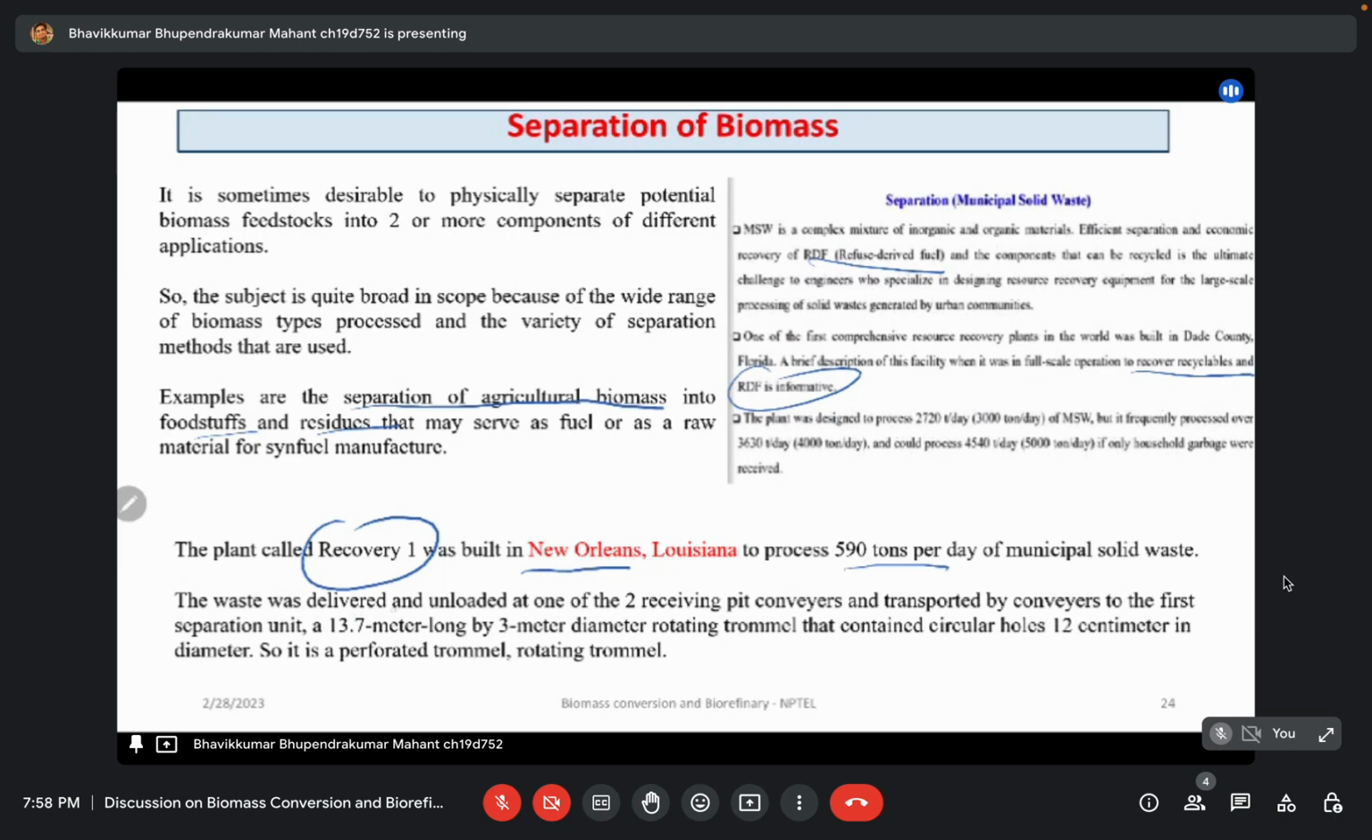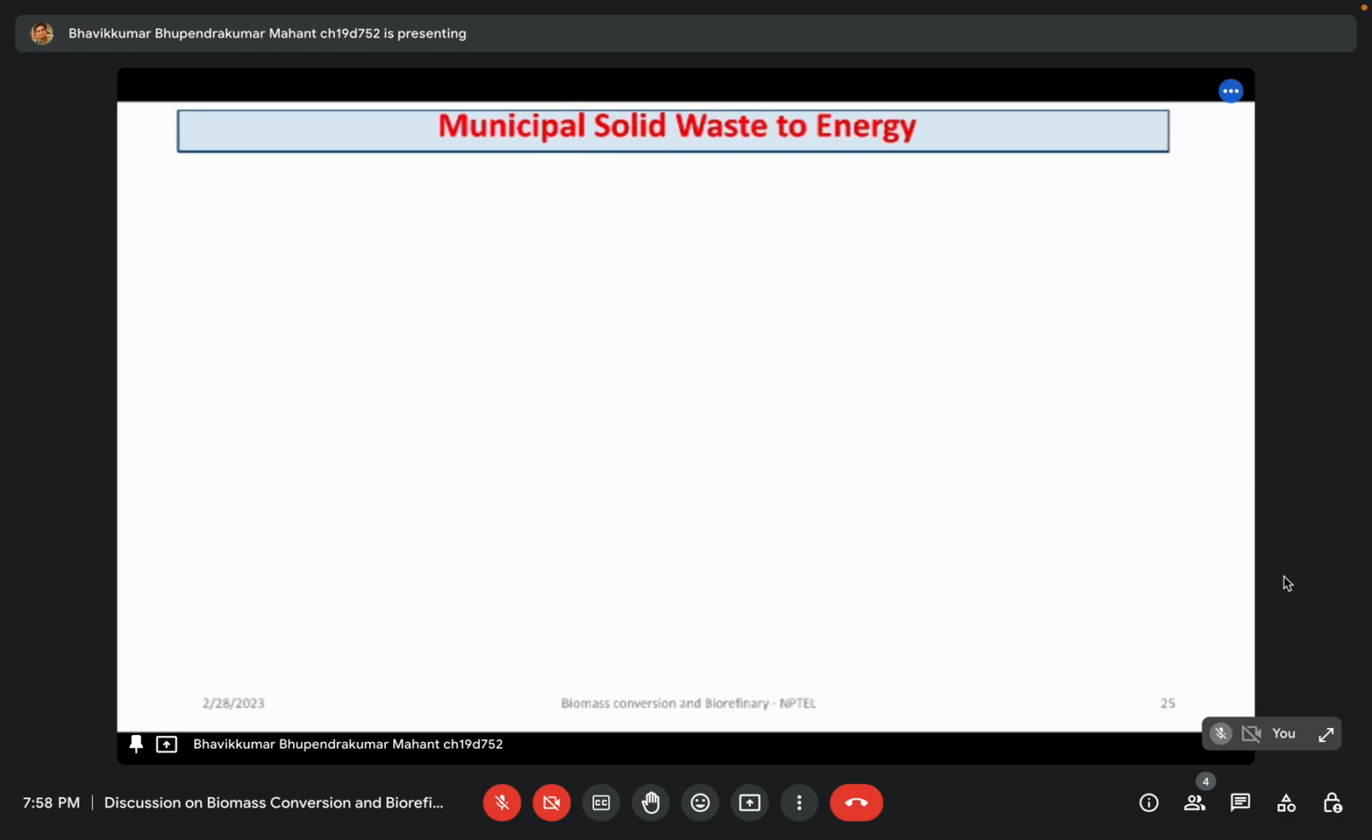The waste was delivered and unloaded at one of the two receiving pit conveyors and transported by conveyors to the first separation unit, 13.7 meter long by 3 meter diameter. It's a trommel kind of structure. We see it in the dryer also, it is horizontal. This is a rotating trommel, and it has some circular holes and all. So depending on your product, your biomass, it gets separated.